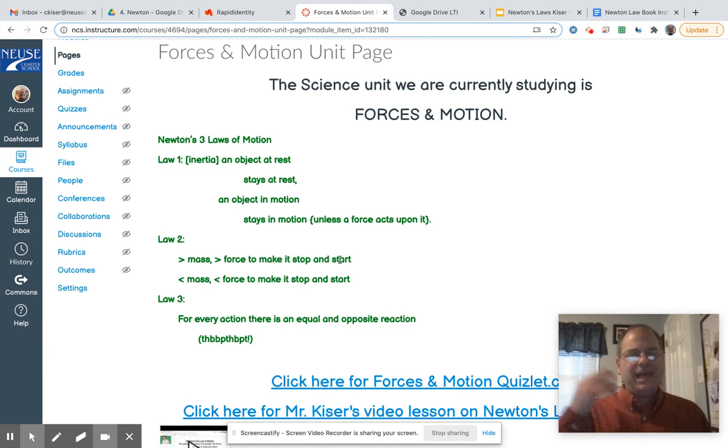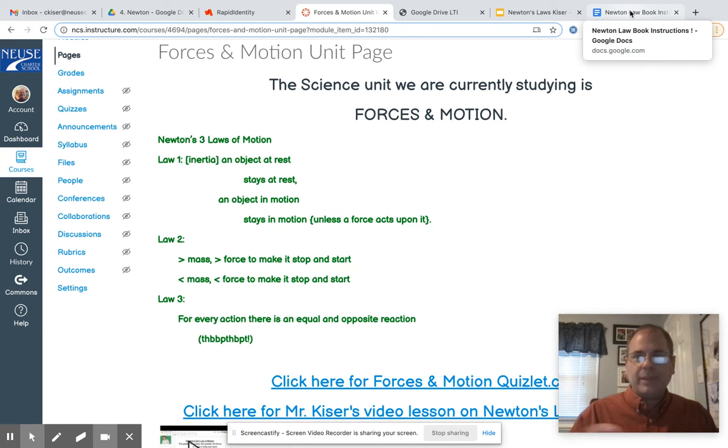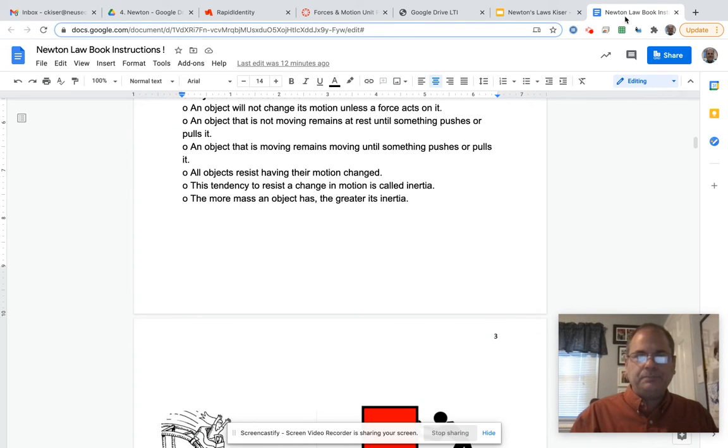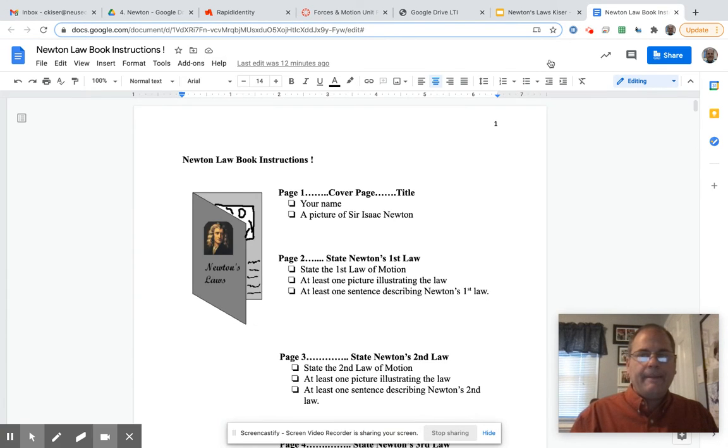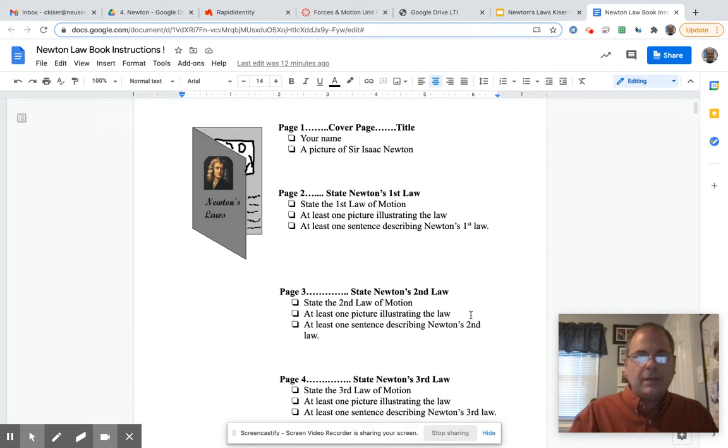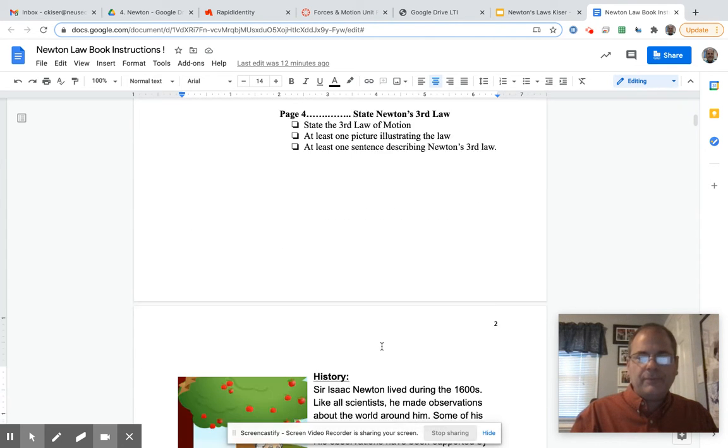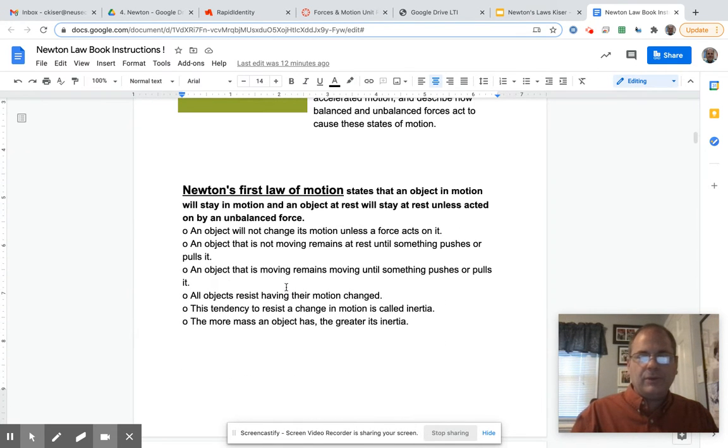Okay, so now that we remember what they are, let's remember that we have a project due this week for laws of motion. And this is what you're doing. I explained it yesterday in our lesson. But remember, I gave you these instructions, pages 1, 2, 3, and 4. And so here is where you get your information.